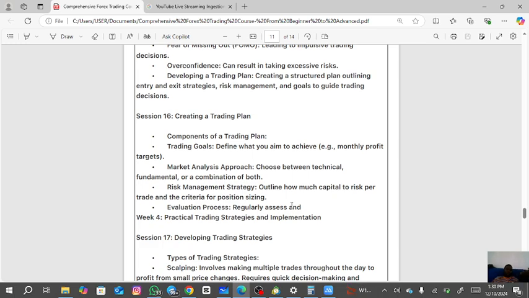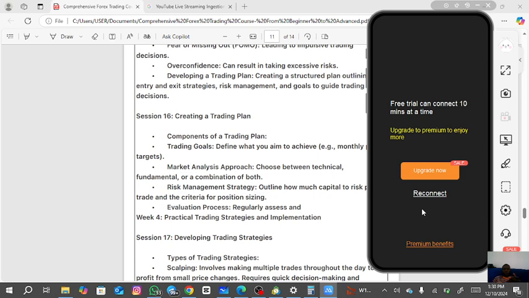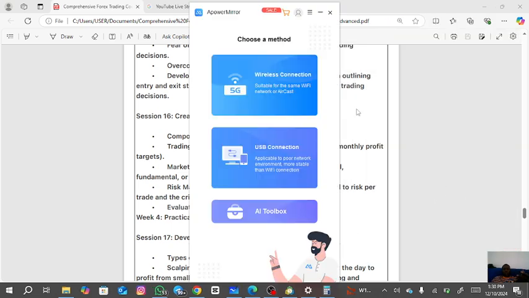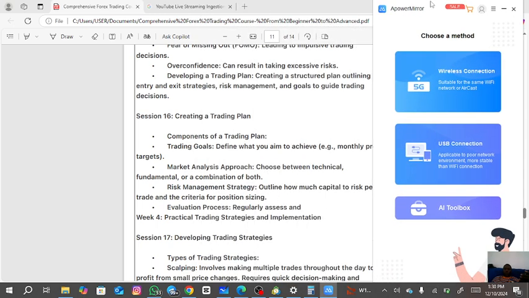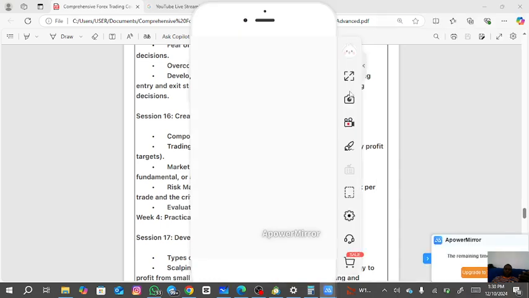I think I have a trading plan. Let me just show you an example. It might not be complete, but I'll show you an example of what I mean by a trading plan. It's actually on my phone, so I'm just going to show you quickly on my phone.